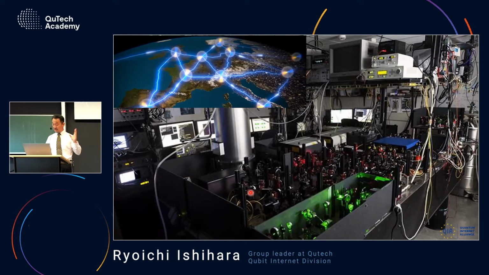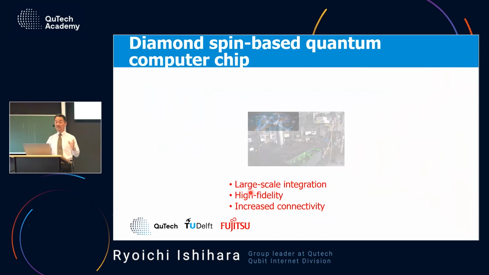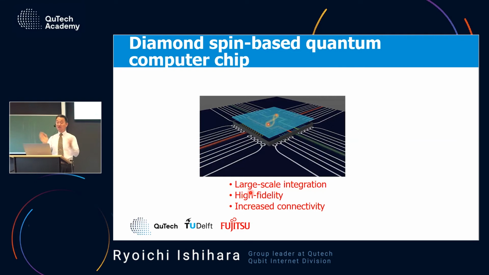Now this project with Fujitsu is to shrink everything into a single chip. All the qubits in diamond and all the electronics, through photonic interconnects, are integrated inside the chip. Compared to, for example, a trapped-ion system, because we use a solid-state system, we can provide large-scale integration of qubits. That's one. Again, fidelity can be kept high even as the number of qubits increases, because of the optical link.